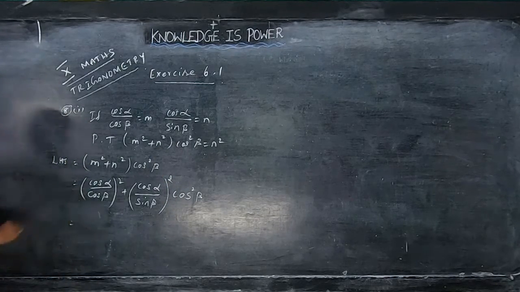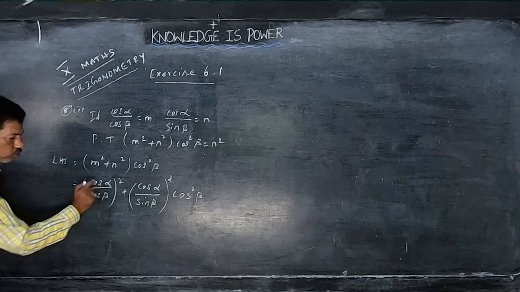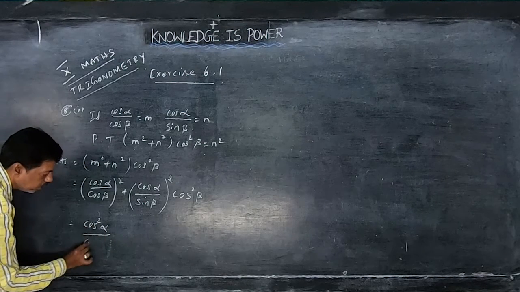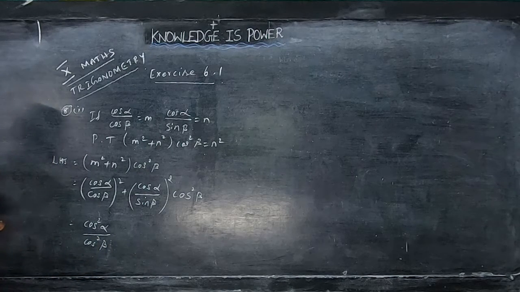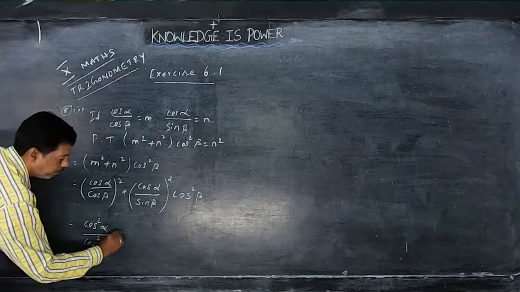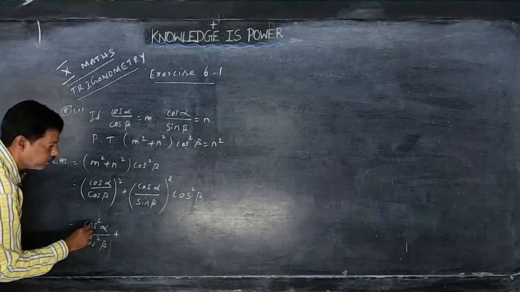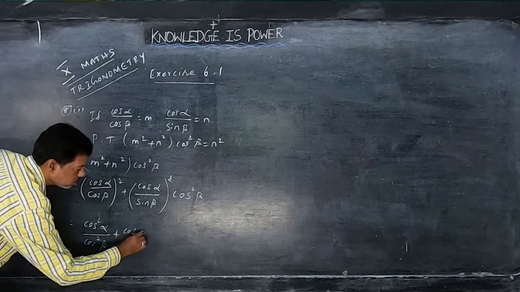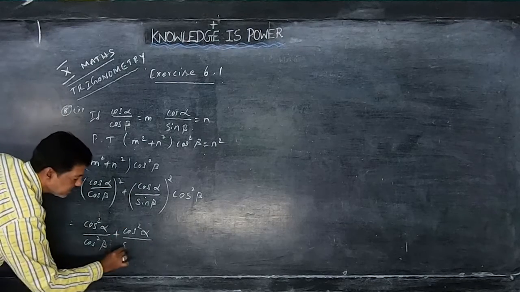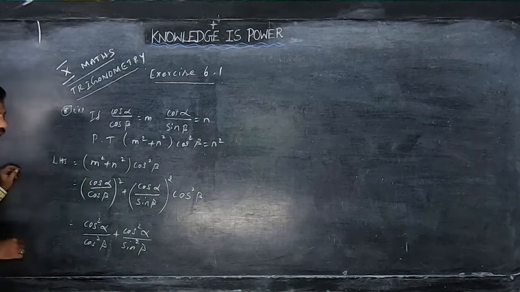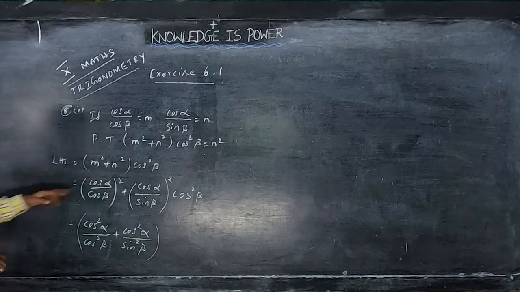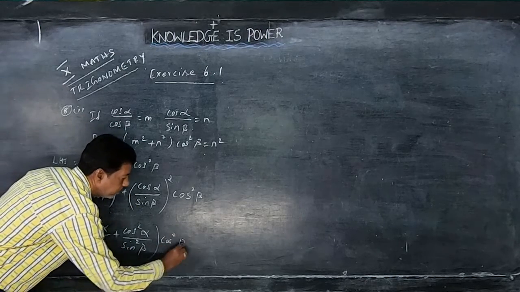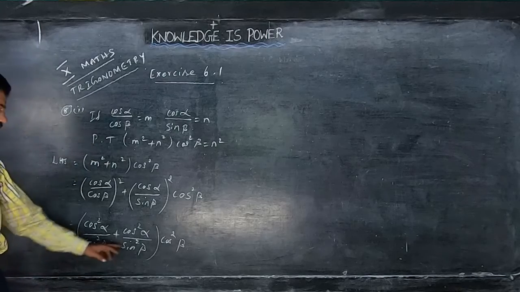Now we have to work this out. Square of this is what? Cos square alpha divided by cos square beta, plus, now here, what is that? Cos square alpha divided by sin square beta. So square of this, and square of this, and here cos square beta. Before that, take the LCM for these two terms.